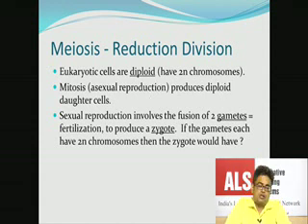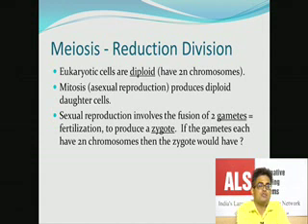All eukaryotic cells, mostly they have diploid number of chromosomes. That means they have two sets of chromosomes. In mitosis, we always get diploid daughter cells, so they always will have two sets of chromosomes. But in case of meiosis, we will have only one set of chromosomes for each gamete.